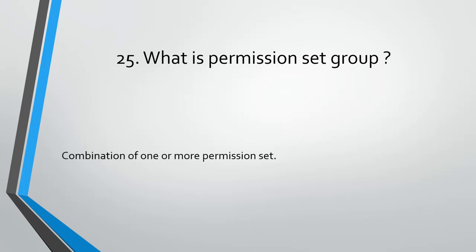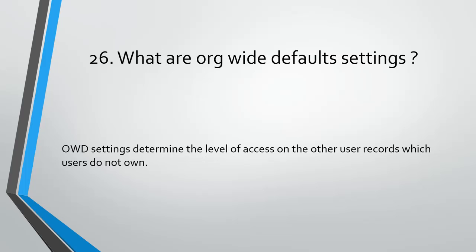What is permission set group? Permission set group is a combination of one or more permission sets. What are org-wide default settings? OWD settings determine the level of access on the other user records which users do not own.